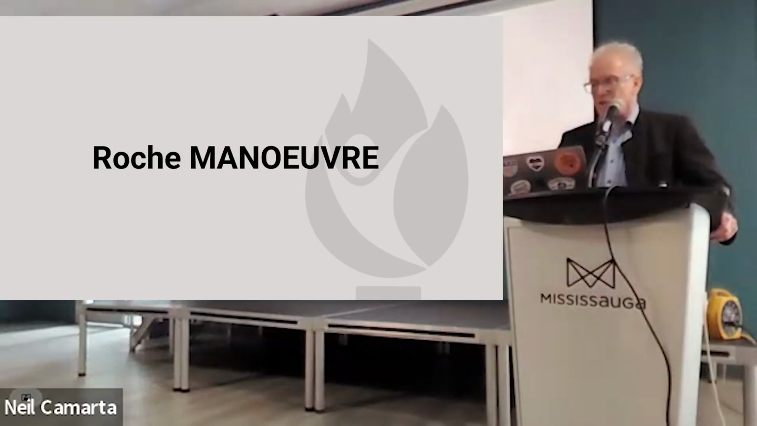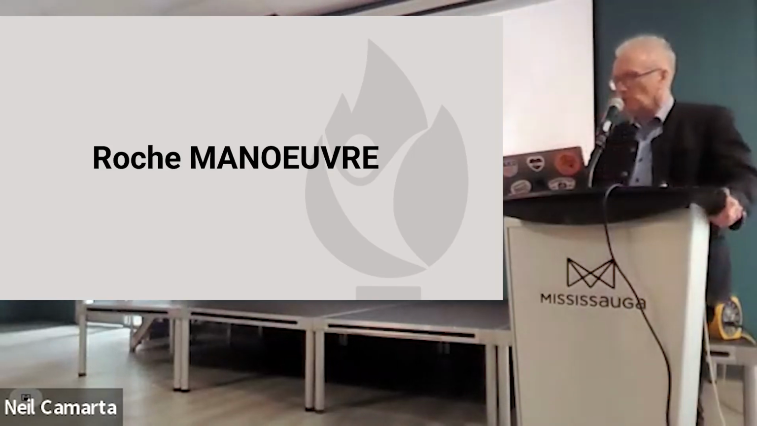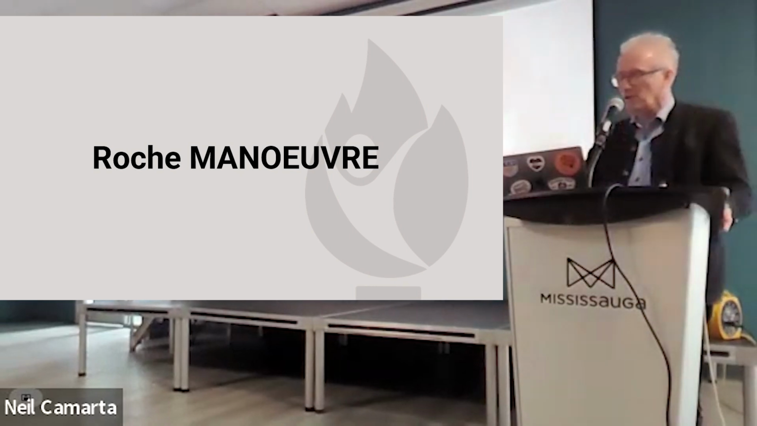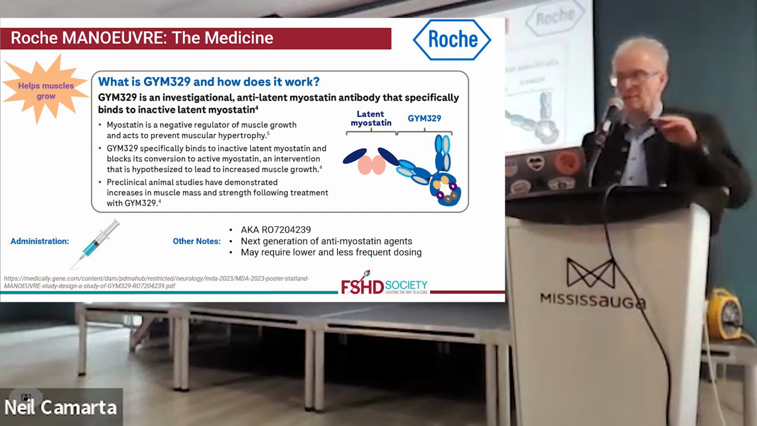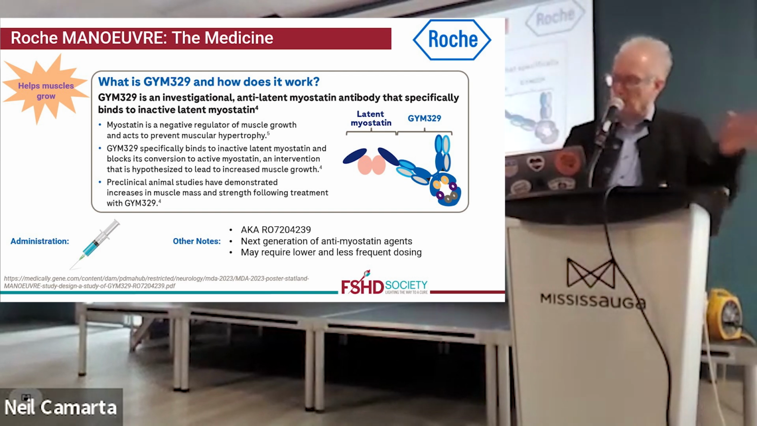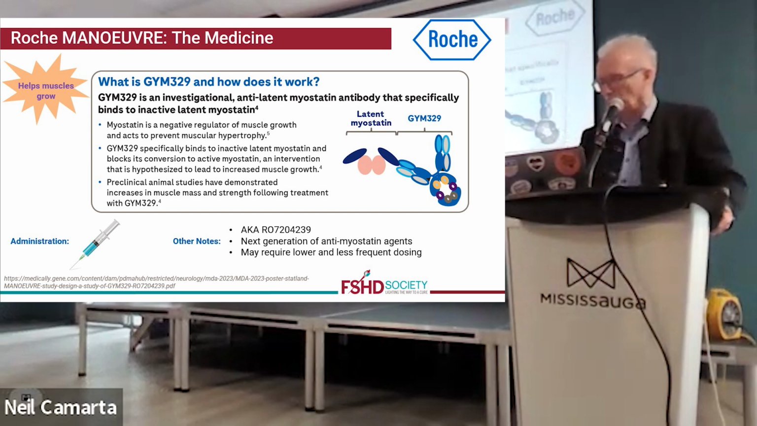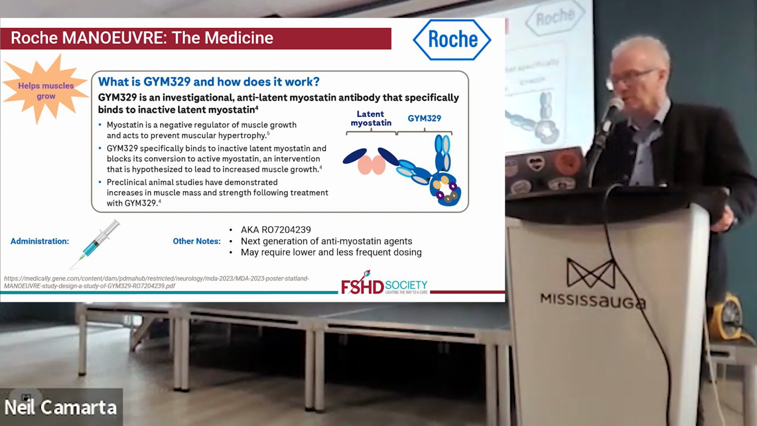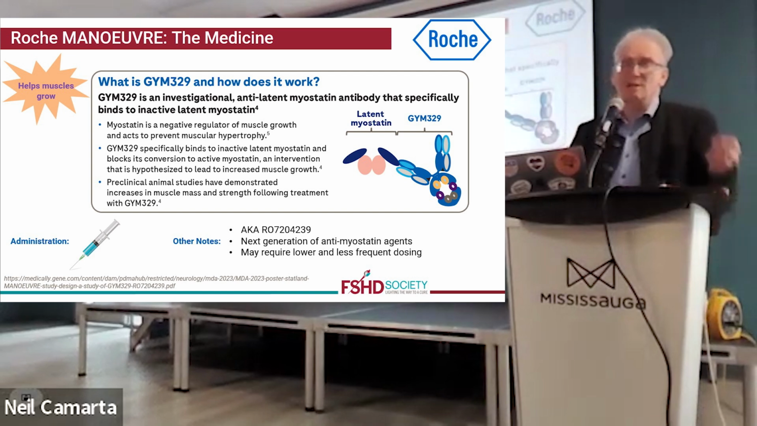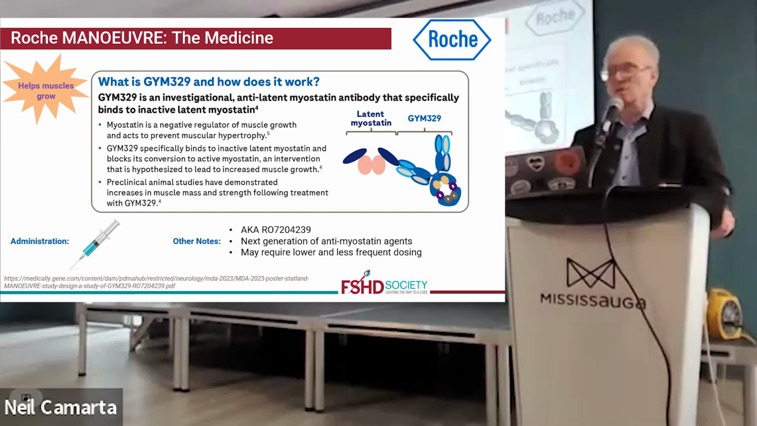Coming to the next trial, Roche maneuver. So this is a trial that is not run here in Canada, so I don't have any direct experience with it. By the way, Ottawa was part of the clinical trial that I should have mentioned. This trial is a myostatin inhibitor. So what is myostatin? Myostatin is a small molecule that regulates the size of the muscle.